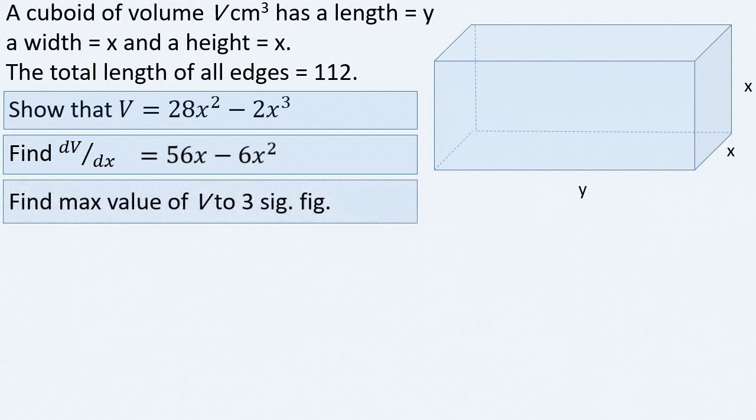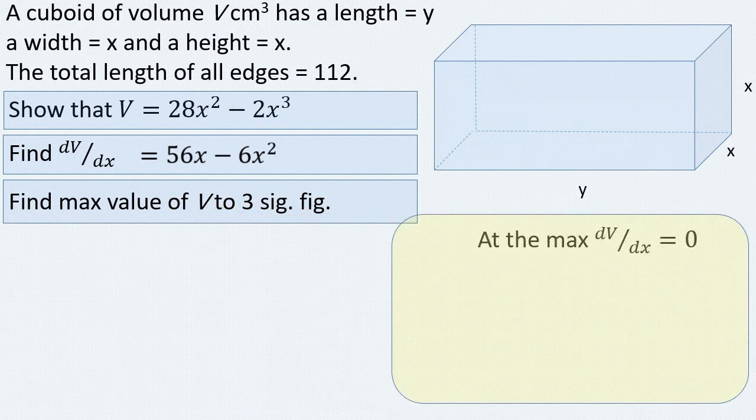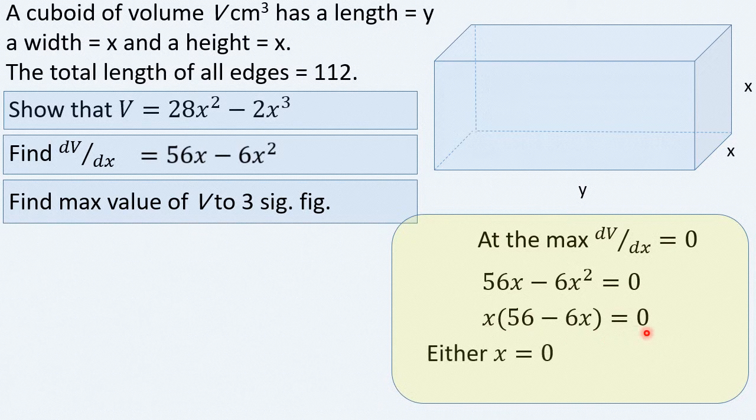The final part of this question says find the maximum value of V to 3 significant figures. Remember, at the maximum point for V, the gradient, which is the derivative of V, dV by dx, is equal to 0. So if we equate the derivative, which is 56x minus 6x squared, to 0, and take x as a common factor, we will have x multiplied by the bracket 56 minus 6x equals 0, and hence either x equals 0 or 56 minus 6x equals 0.